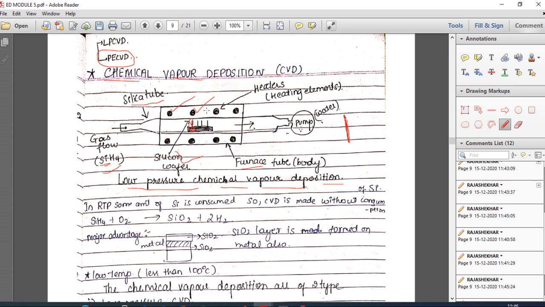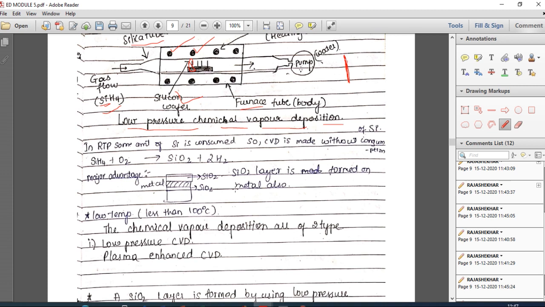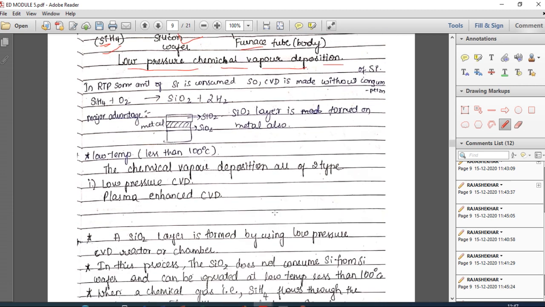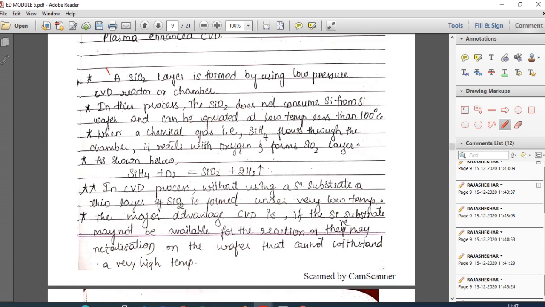Here the required temperature is provided by the heaters which are placed on the tube or on the body of this furnace. So this is about chemical vapor deposition, which is used just to perform oxidation with two advantages. One, without consuming the silicon which performs oxidation, and another, it requires less temperature compared with the previous process. The same thing is explained here. I hope you go through this. This is the explanation, it starts from here.